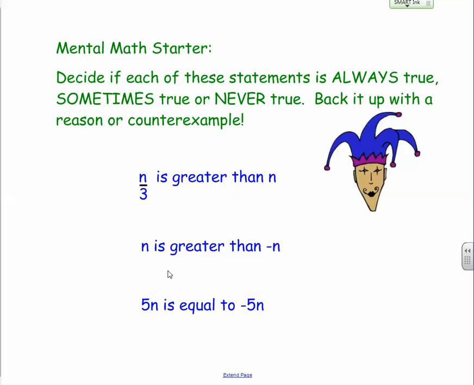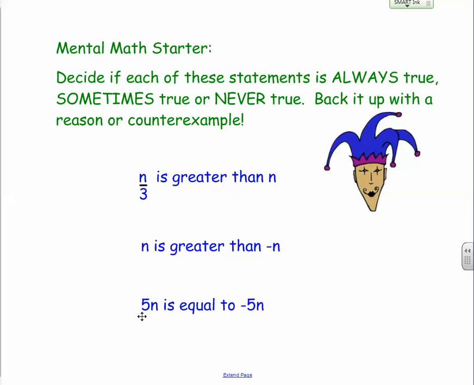And then for this one, we found that if n is positive, like 10, 10 is greater than negative 10. But if n is negative, negative 10 is not greater than the opposite of negative 10, which is positive 10. So we found an example for each of these, one that made it true and one that made it false, and that makes them sometimes true.